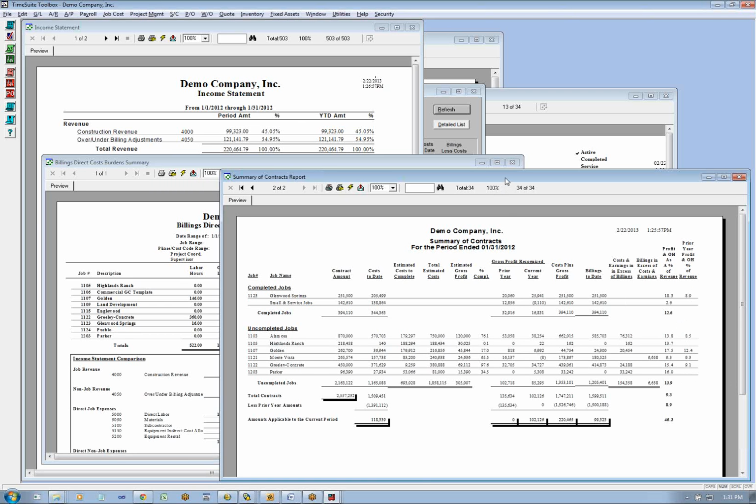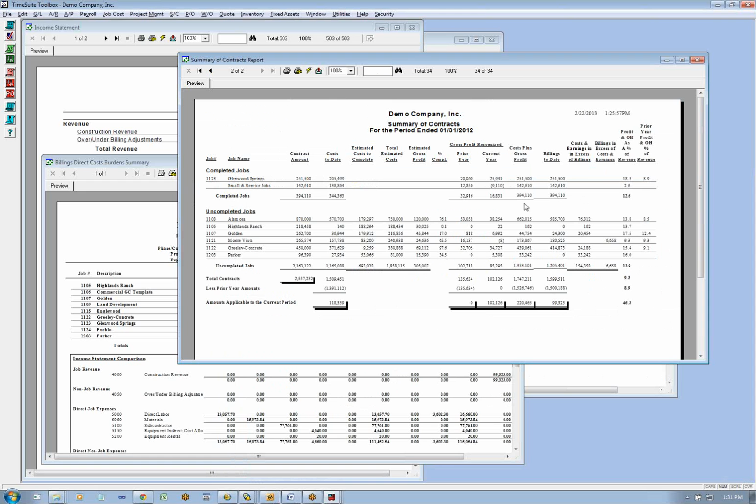One other concept that we take a lot of support calls on is, I printed the summary contracts today and it has a different over-under billings than it did yesterday, even though the cost to date column is exactly the same and the billings to date column is exactly the same. The difference is that your contract amount may have changed and your total estimated cost may have changed. The concept behind over-under billings is to take the latest and most accurate information possible in preparing the schedule. So this is a fluid schedule, meaning it changes.